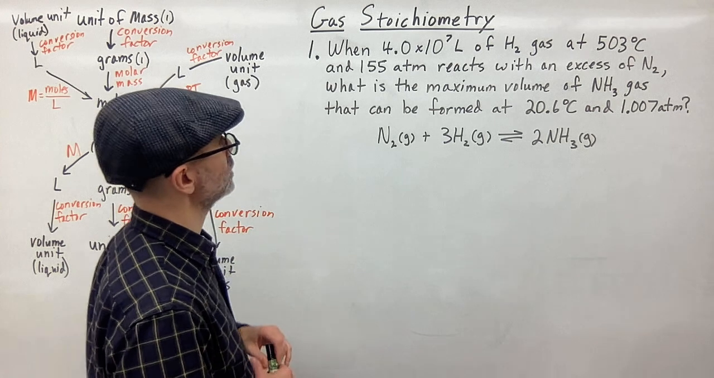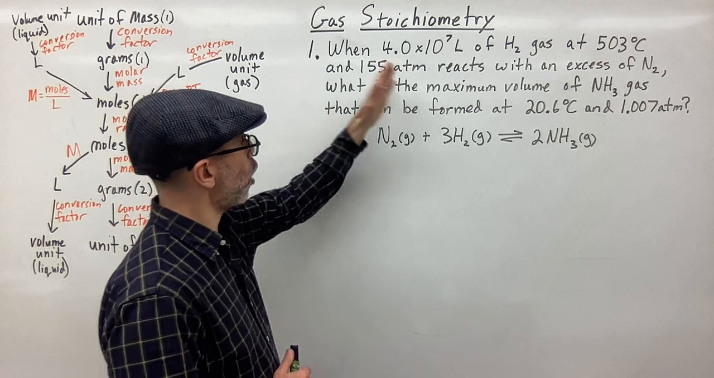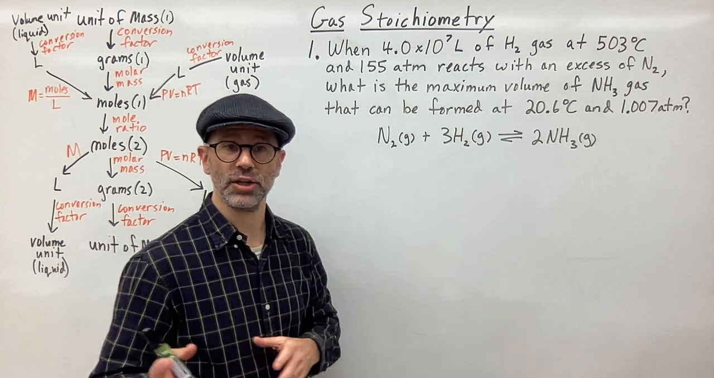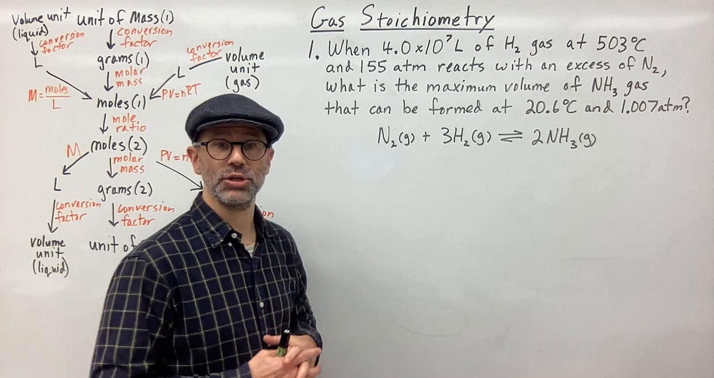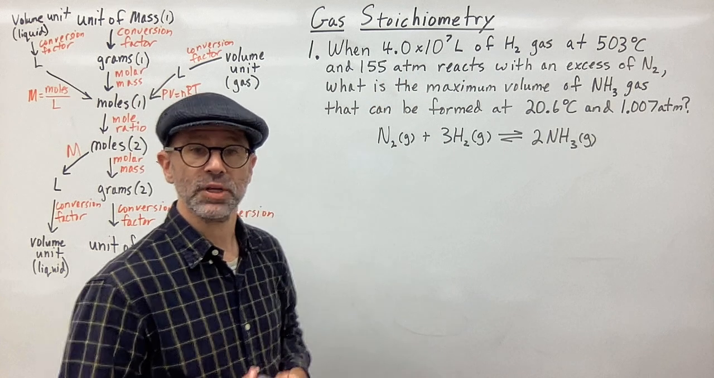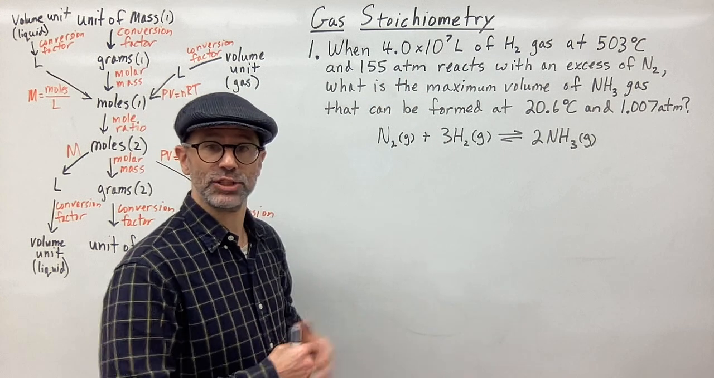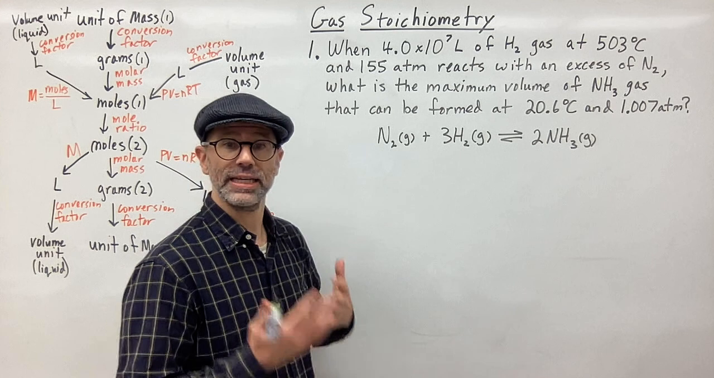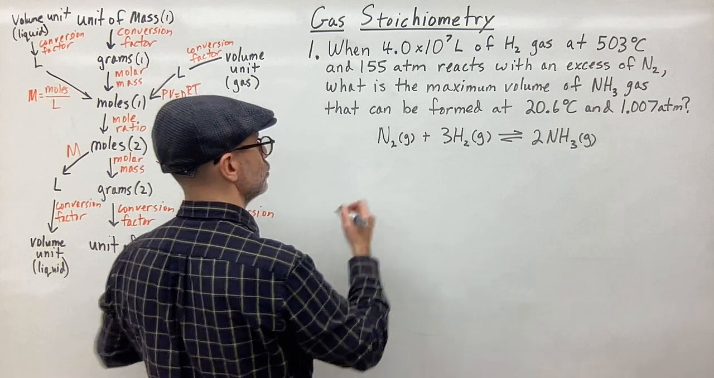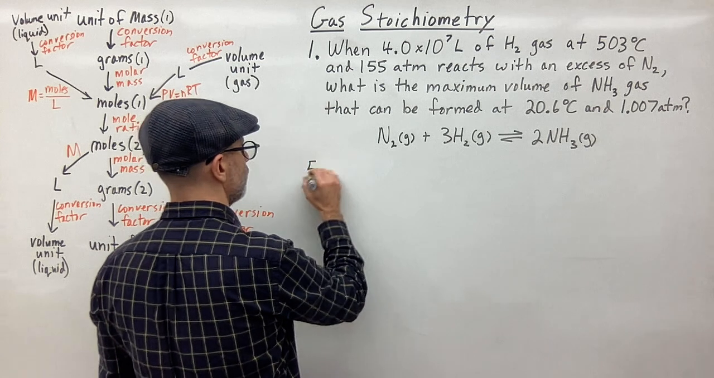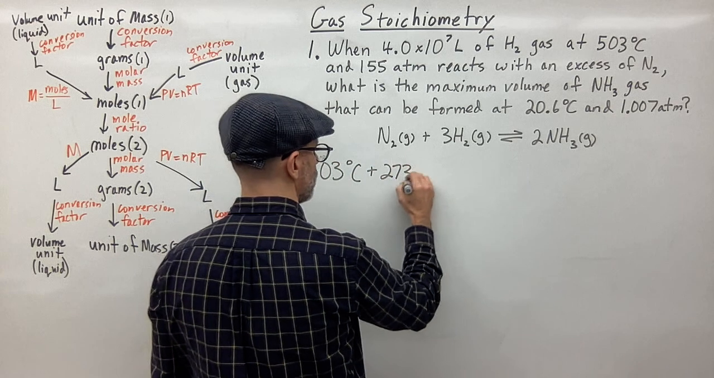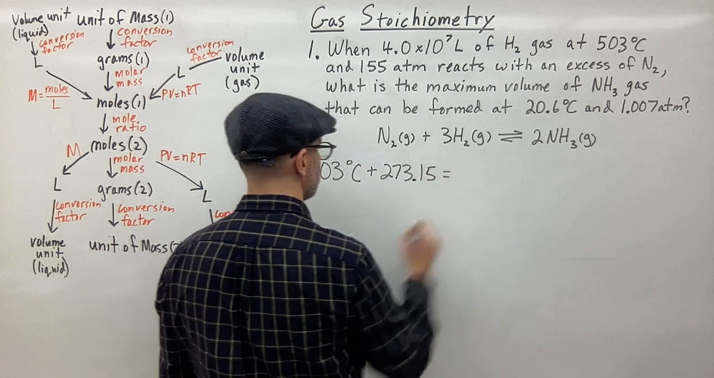So they're giving us a certain volume of hydrogen gas, and we need to get to ammonia gas. So we're going from one substance to another. The first thing we need to do is get the liters of hydrogen gas to moles. So we're going to need to put that into our ideal gas law equation. We're going to need to convert 503 degrees Celsius to Kelvin. So we're going to take 503 degrees Celsius and add 273.15 to that.